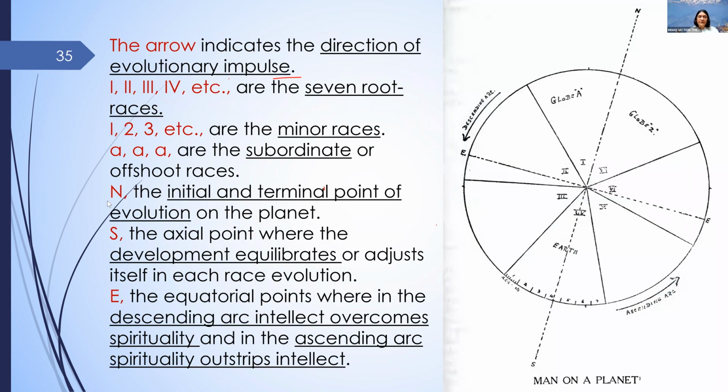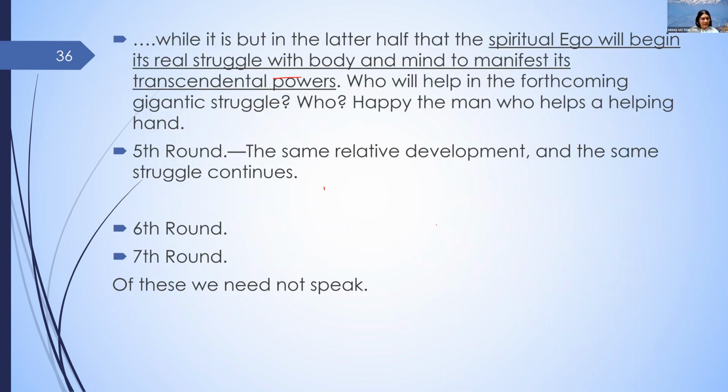So whenever we are talking about these, we can refer to the diagram. Then we move further. It is but in the latter half that the spiritual ego will begin its real struggle with body and mind to manifest its transcendental powers. So out of the 7 rounds, 3.5 rounds are completed. Now this 4th round marks the ascending arc and the beginning of the struggle between the higher and lower self of man. For the spirit will now dominate matter.